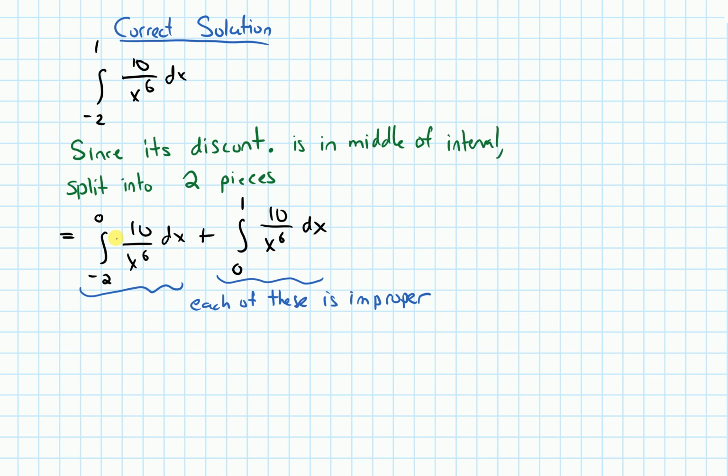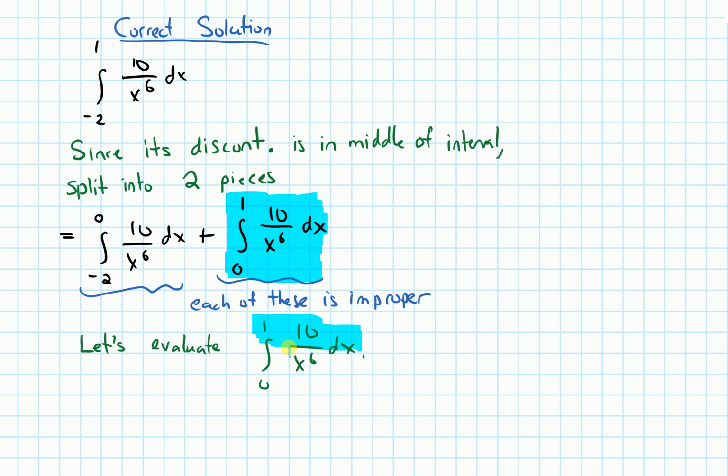Okay, so to evaluate both of these, we're going to need to use limits. So I'm going to pick one of them to just begin with. So I'm going to pick the second one. But it doesn't matter, if I wanted to pick the first one to begin with, I definitely could. All right, so let's evaluate that second integral from 0 to 1 of 10 over x to the 6th dx. So I'm going to highlight this just so I can clearly see which one it is out of these two that I'm working with.